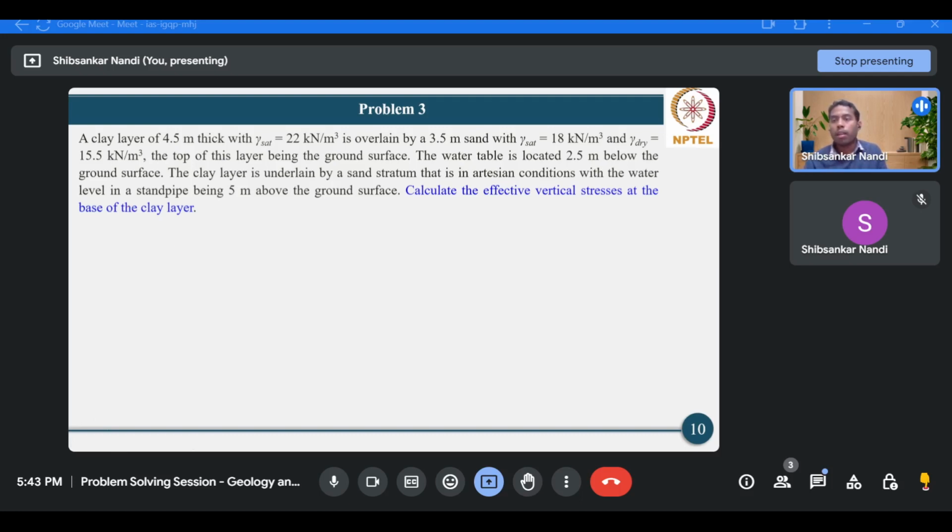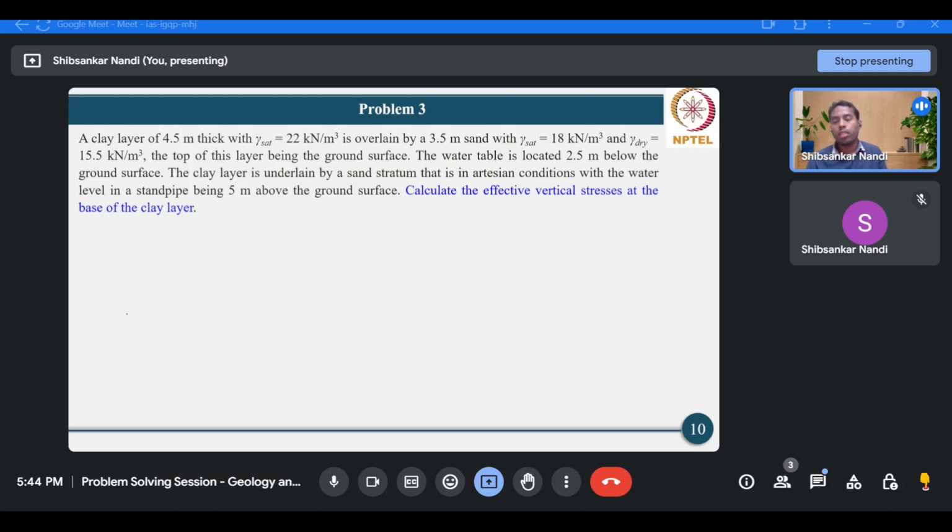In the next problem, a clay layer of 4.5 meter thick with gamma saturated 22 kilonewton per meter cube is overlain by a 3.5 meter sand with gamma saturated 18 kilonewton per meter cube and gamma dry 15.5 kilonewton per meter cube. The top of this layer being the ground surface, the water table is located 2.5 meter below the ground surface. The clay layer is underlain by a sand stratum that is in artesian conditions with the water level in a standpipe being 5 meter above the ground surface. Calculate the effective vertical stresses at the base of the clay layer.